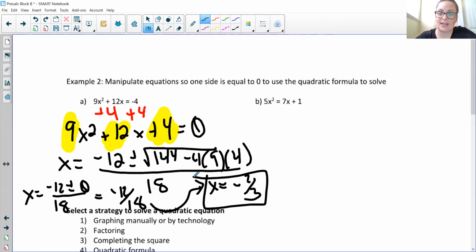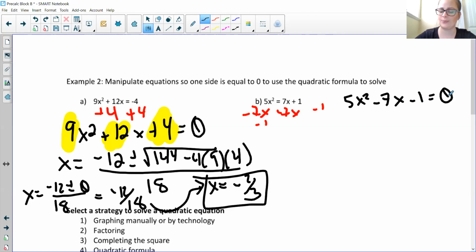So you can do the same thing for the next one. You can move everything to the left side or everything to the right side. There is no right or wrong in that. I like to have a values that are positive where I can, but if you move it the other way, it's still going to work out to give you the same answer. So I'm going to subtract 7x from both sides, and subtract 1 from both sides, so that I get 5x squared minus 7x minus 1 equals 0.